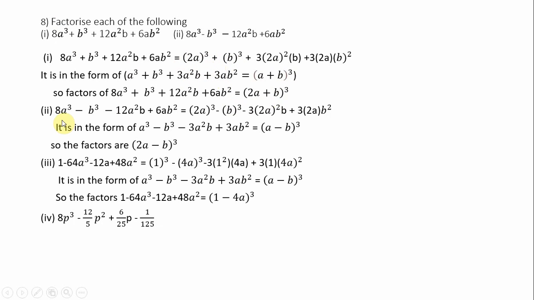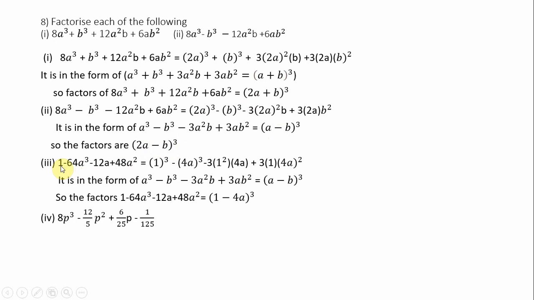Understand? Now the second sum is the same, but connected with a negative sign for these two terms, and this one is positive. So again, 8a cube can be written as 2a whole cube, and b cube can be written as minus b whole cube, and minus 3 into a square. If you carefully observe, there is no change except the symbols, children. Remember that. Here the formula is a minus b whole cube, so we write it as 2a minus b whole cube. Understand? The first is 2a plus b whole cube, and this is 2a minus b whole cube.